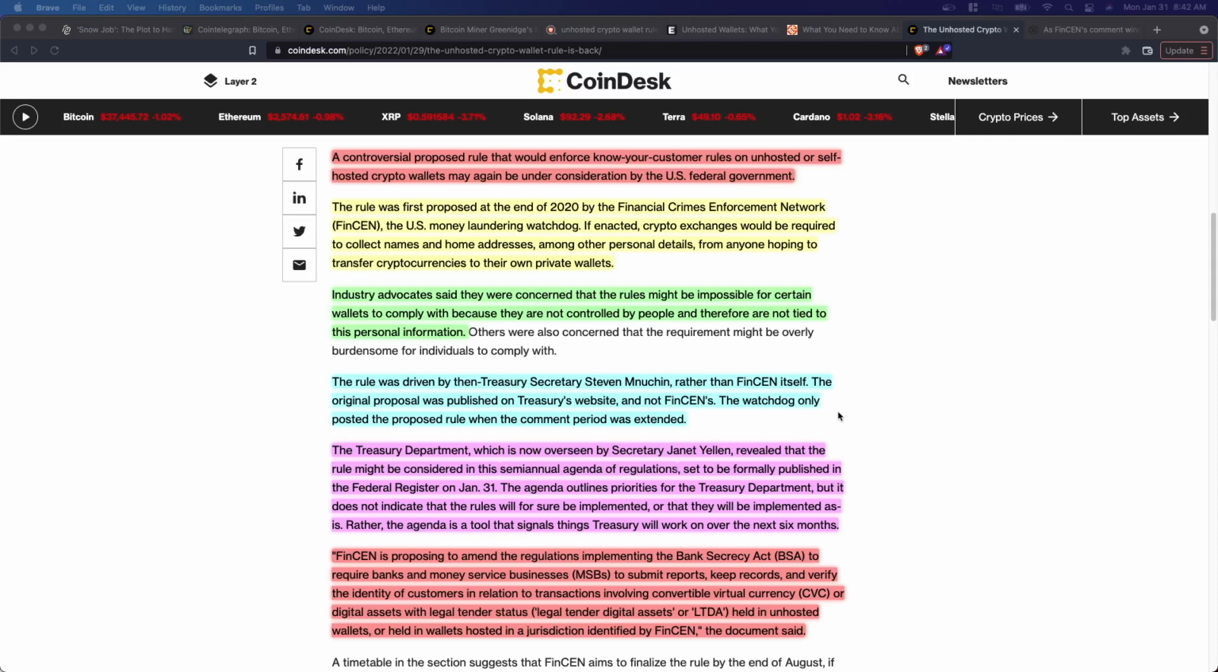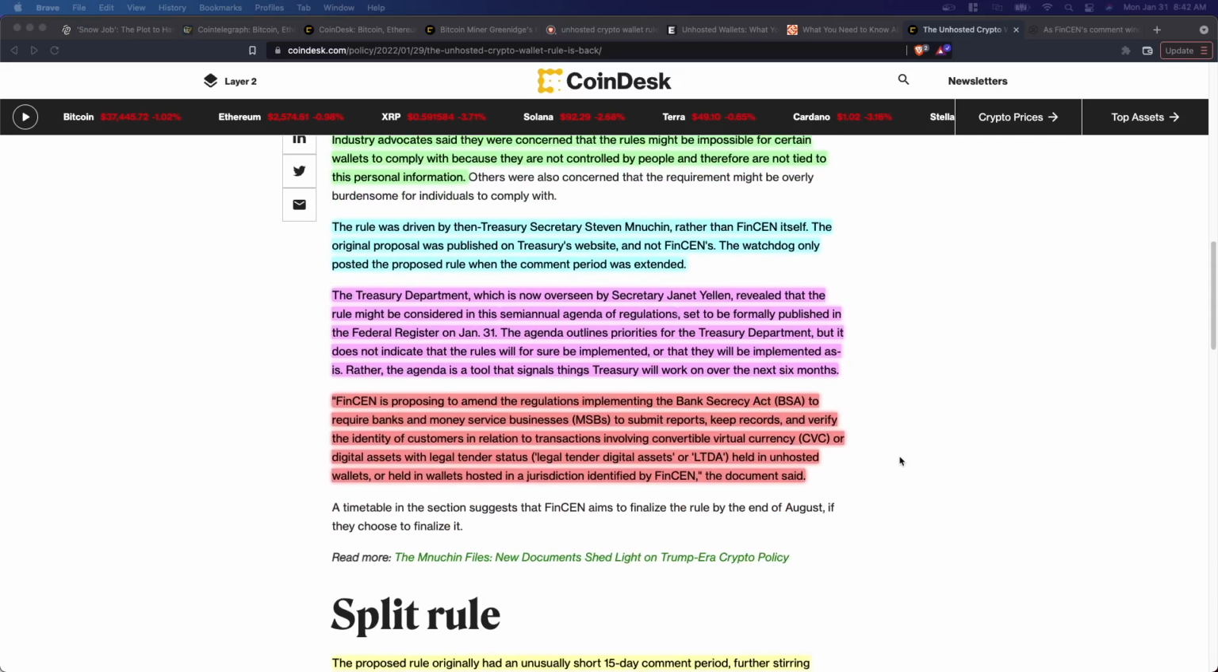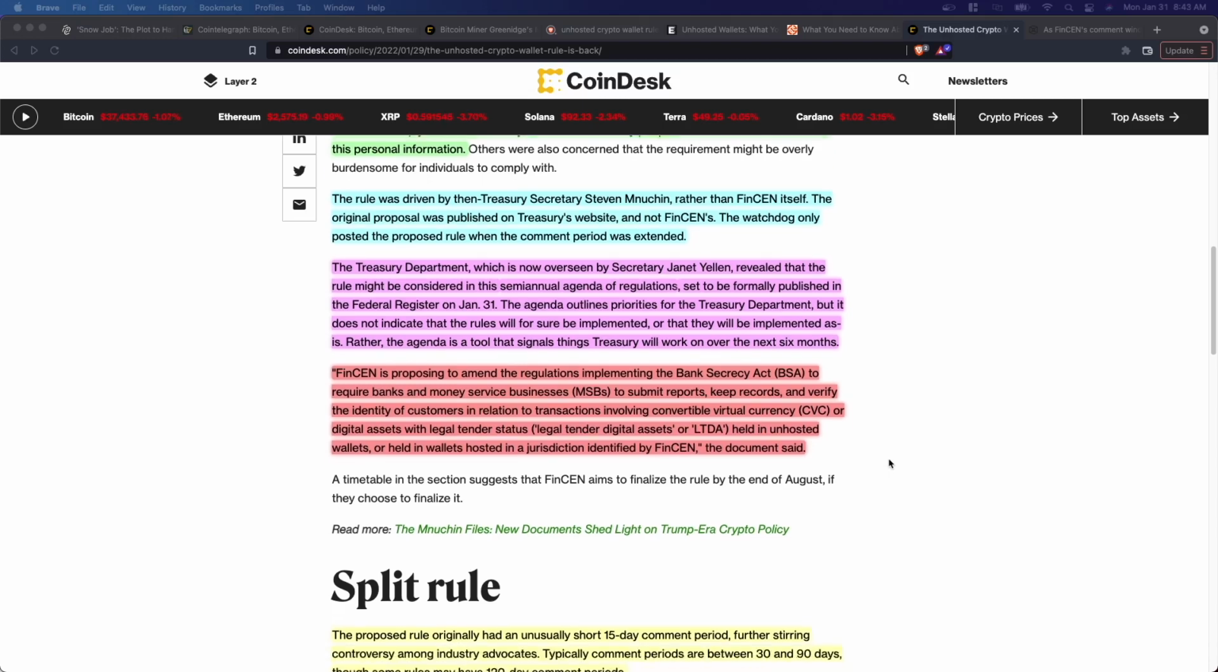But continuing on, they say industry advocates said that they were concerned that the rules might be impossible for certain wallets to comply with because they are not controlled by people and therefore are not tied to this personal information. The rule was driven by then Treasury Secretary Steve Mnuchin rather than FinCEN itself. The original proposal was published on the Treasury's website and not FinCEN's. The watchdog only posted the proposed rule when the comment period was extended.